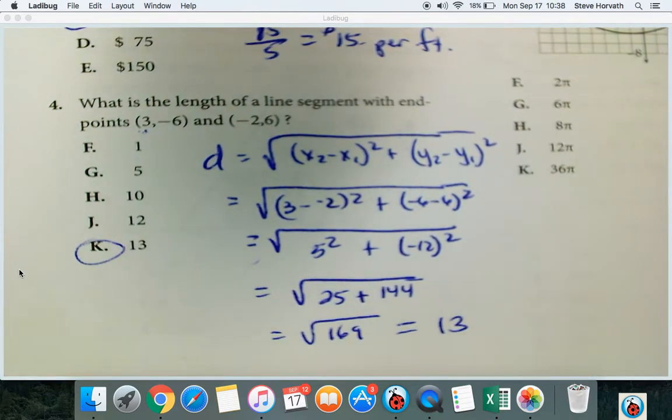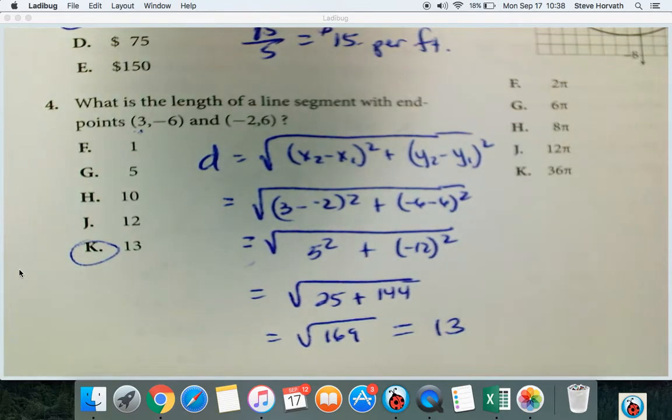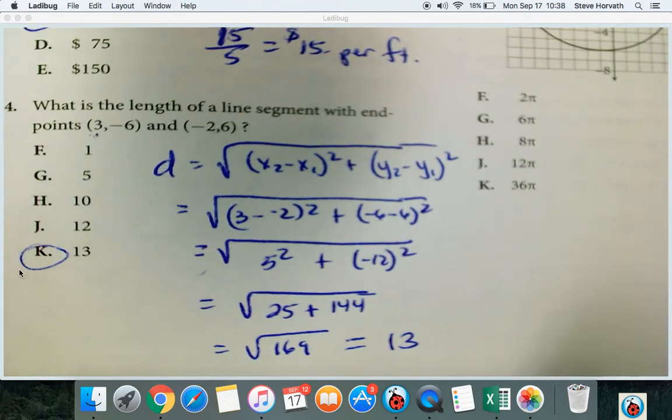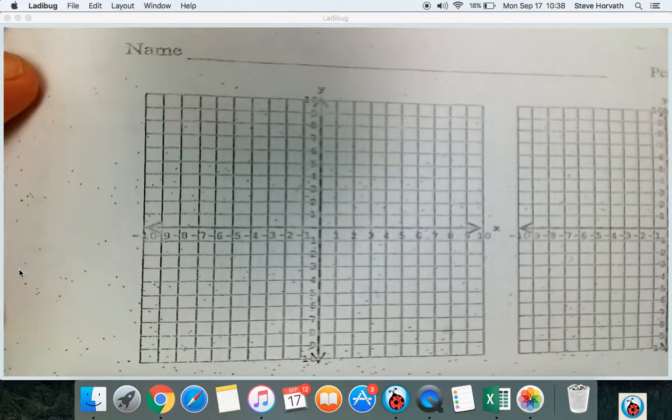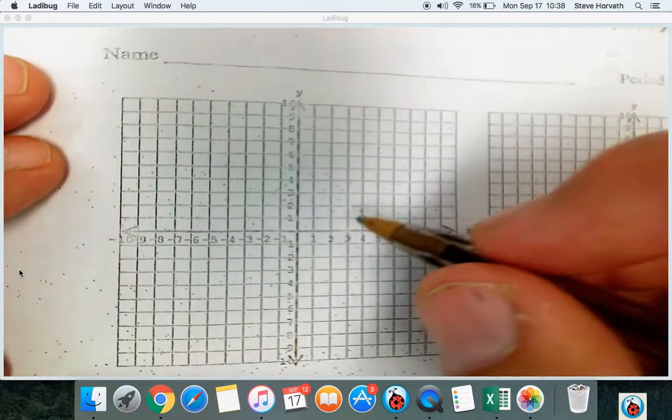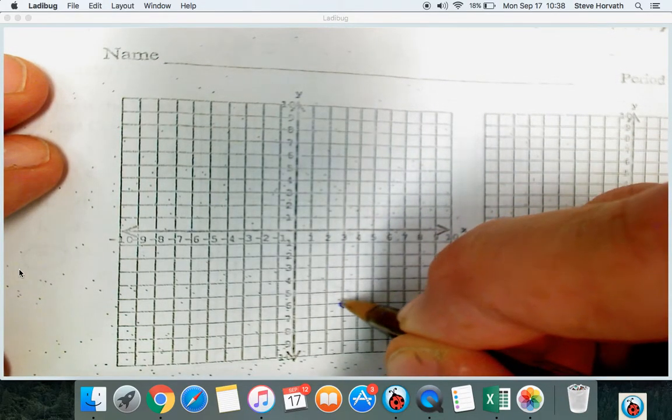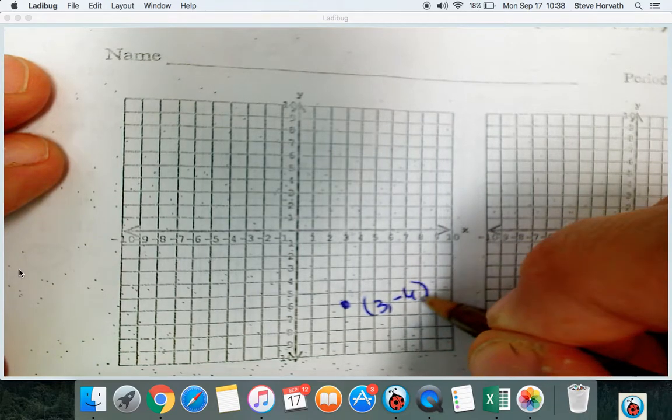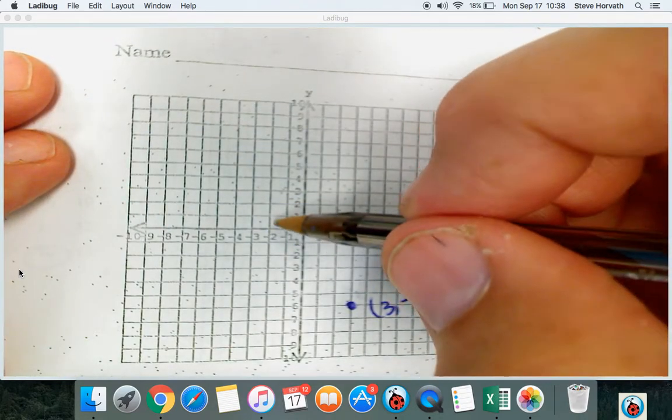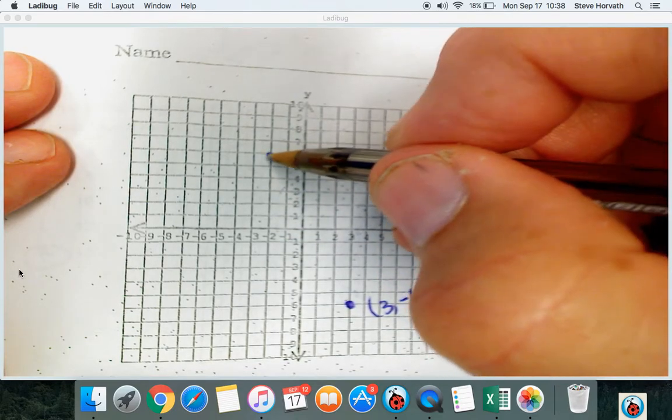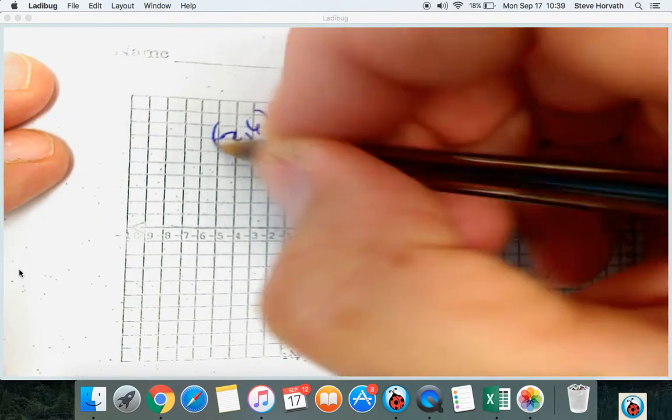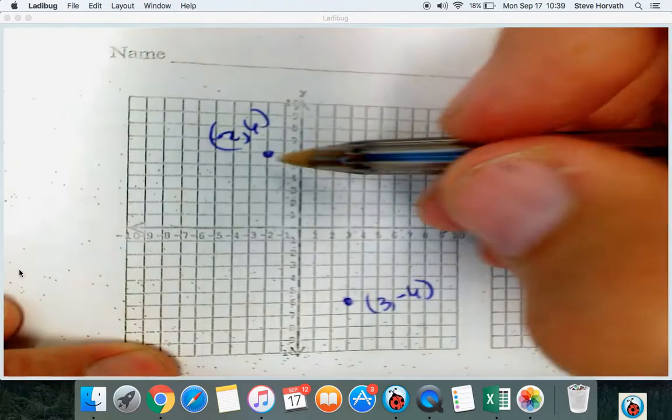Okay. All right. Let's say you forgot the distance formula. How could we have gotten this answer a lot simpler? Well, you are given graph paper, and anytime you're talking about points, use your graph paper. So let's look at the points (3, -6) and (-2, 6). If we looked at a piece of graph paper and plotted (3, -6), there's my (3, -6). And the other point was (-2, 6). So -2, up 6. Here's my (-2, 6). All right, so basically it's asking what's the length of this line?